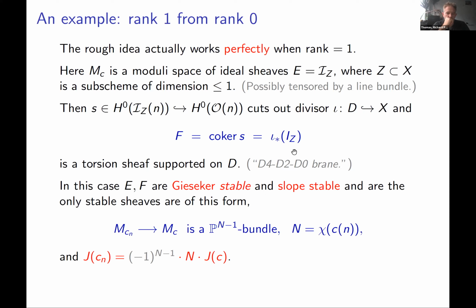All these co-kernels are stable, and they're the only stable sheaves. You can't find any stable sheaves in the same Chern character as F which aren't of this form. So that's some kind of miracle, and it's only true because N is huge.